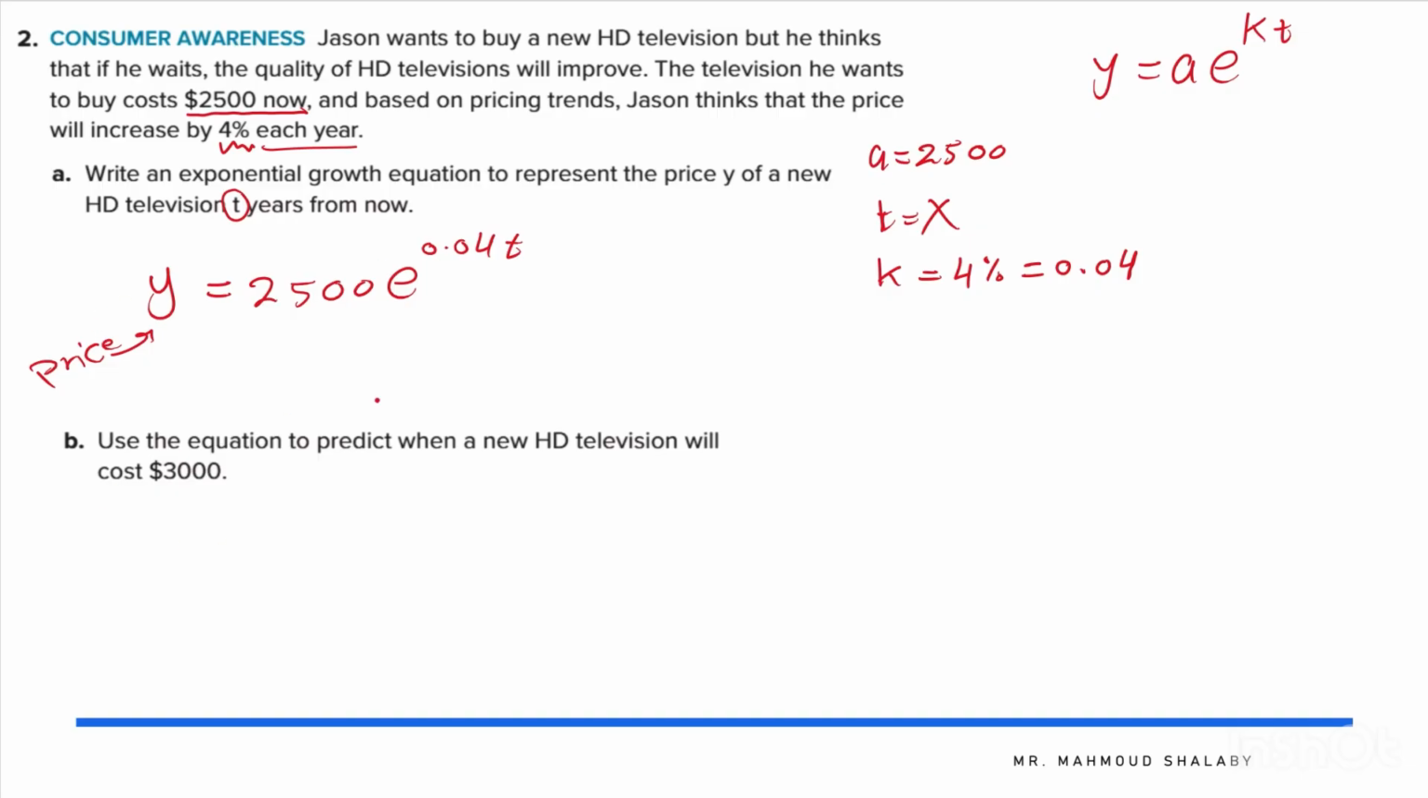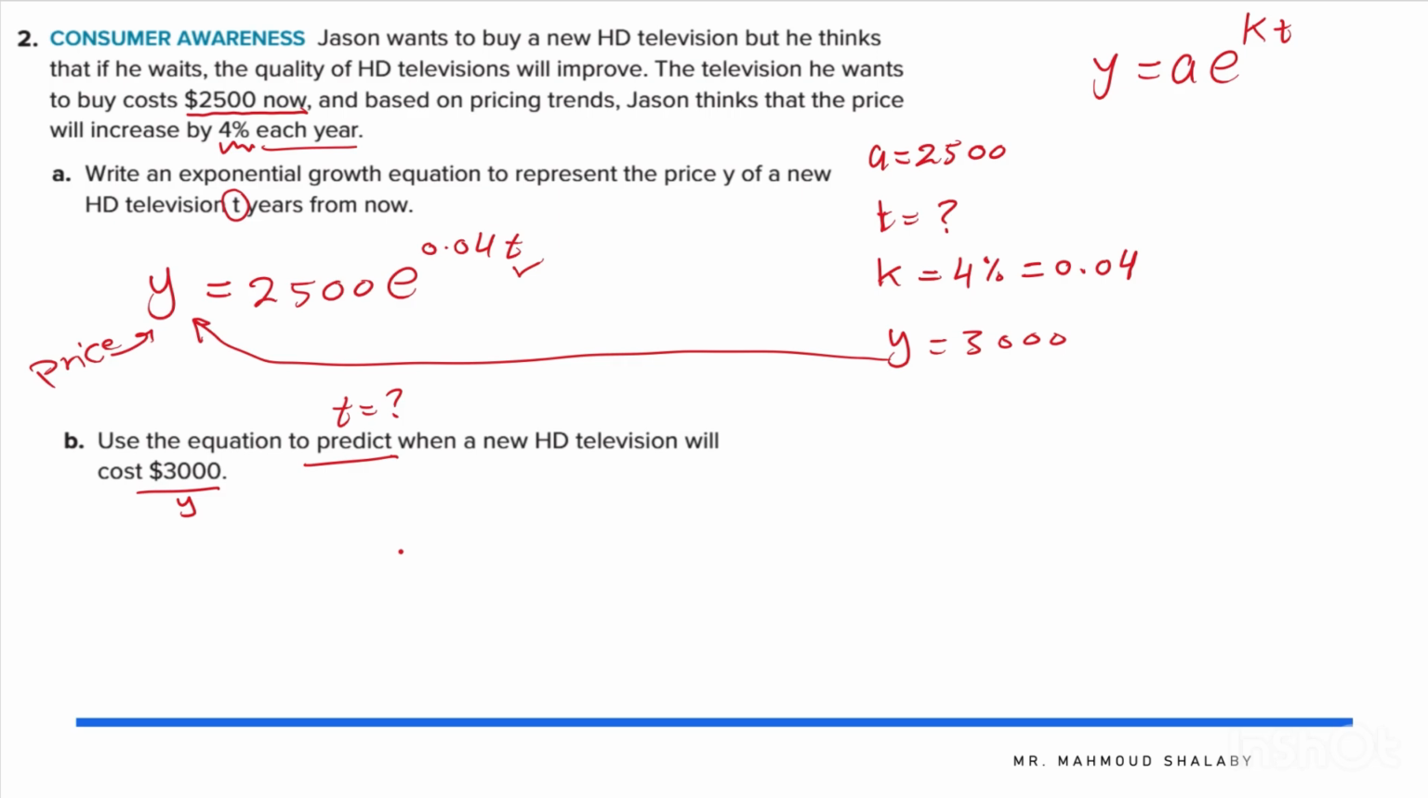To be honest, I'm expecting a question similar to this if it's a multiple choice exam. Now, use the equation to predict. Predict here usually means he's asking about the time: when a new HD television will cost. Cost means this is Y. So I go back to the question: now I know that T is required and I have a new value of Y, which is 3,000. I will substitute this here and solve to find T. This is what you need to do.